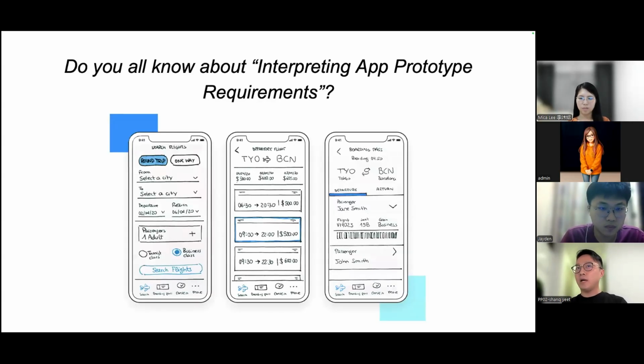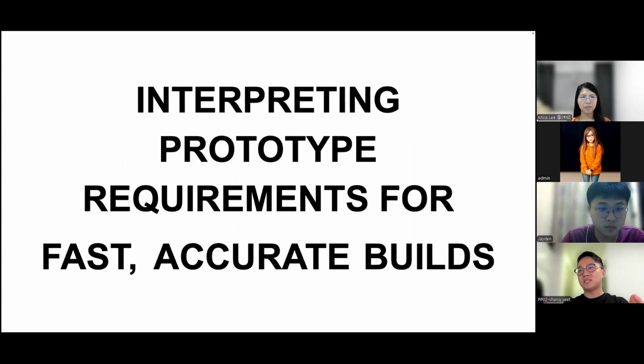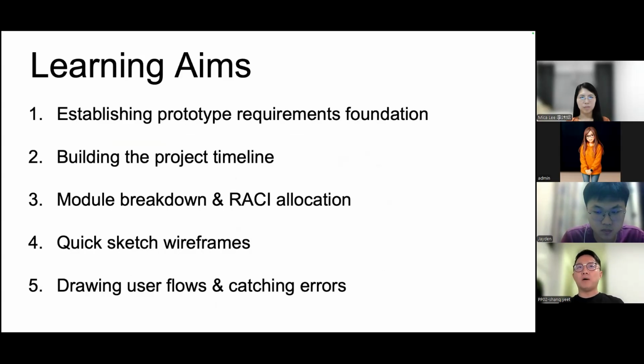Okay, before we start the class today, I have a question to kickstart the session, and it's what you see on the screen. Do you know about interpreting app prototype requirements? Any clue? No. I can really see that you guys are not clear what this is about, but it is exactly why I think you're here today. And leading from this question, it is the topic of the day, which is interpreting prototype requirements for fast, accurate builds. So before we dive deeper into building the application, we first need to learn about the aims that we derive from this title, right?